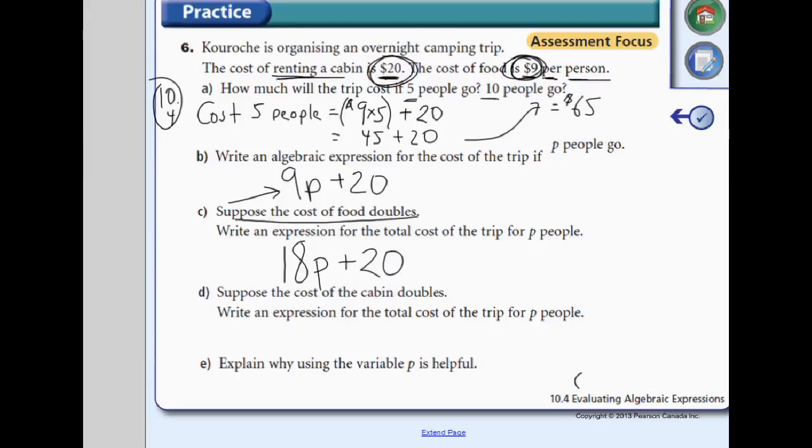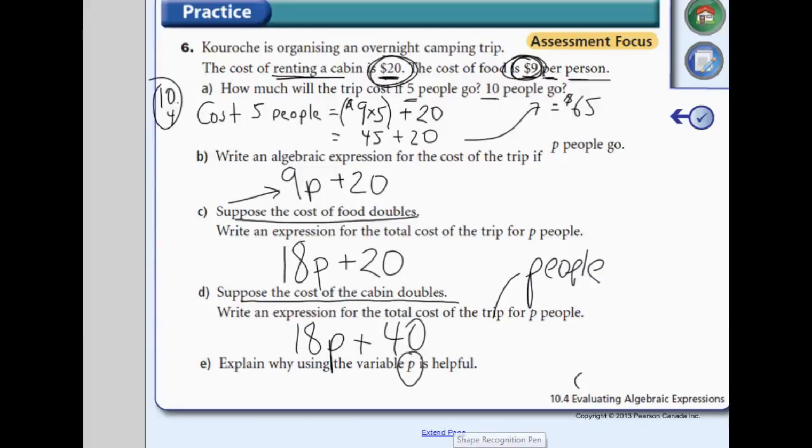What about D then? D, suppose the cost of the cabin doubles. Okay, so if the cost of the cabin doubles, and we're assuming we've still doubled the cost of the food, it'd be 18p plus, in this case, $40 for the cost of the cabin. And very simply, why do we use P here in this situation? Well, P is short for people. It makes it easier to remember than using something like X. Let's move on to number 8.